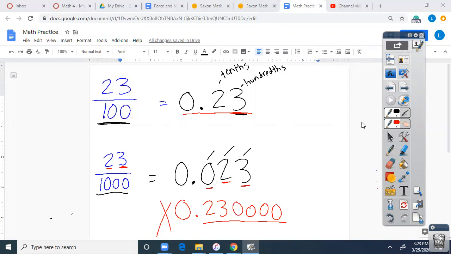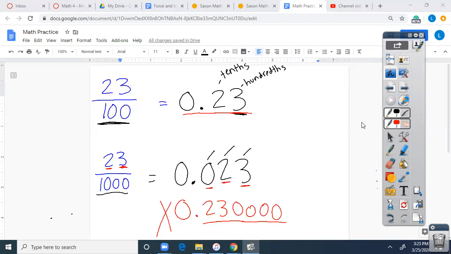Think about it. If you have 100 marbles and you give away 23 of them, that's a lot different than if you have 1,000 marbles and you give away 23 of them. You're going to have a lot more, right? So 23 hundredths and 23 thousandths are way different. Those numbers are very, very different when we're talking about the fraction of how many marbles you have, okay?